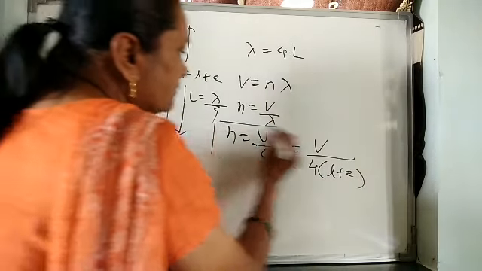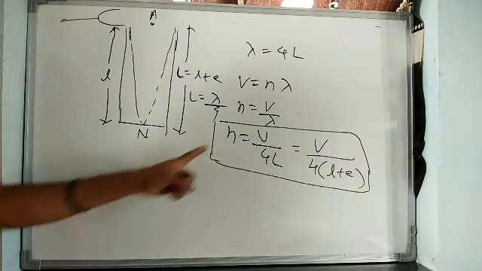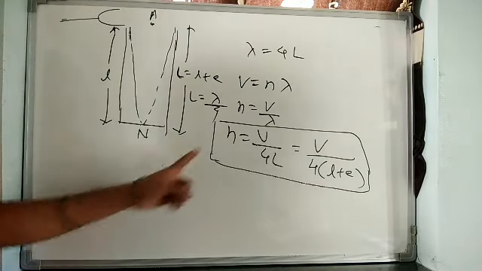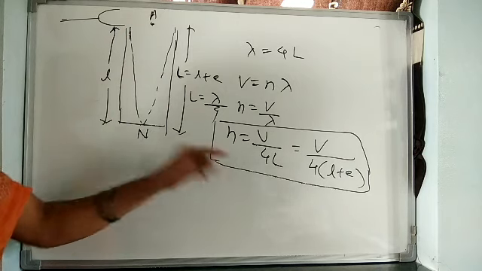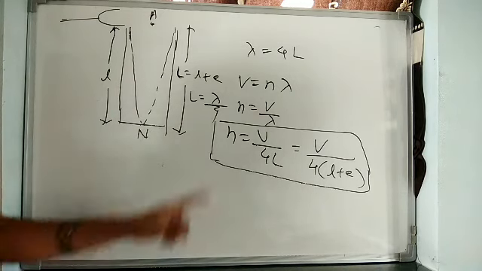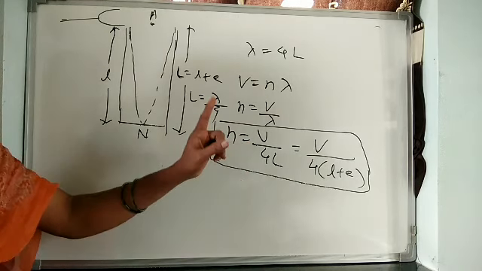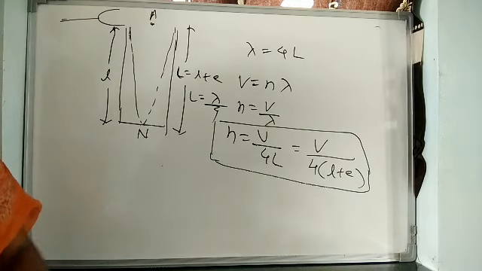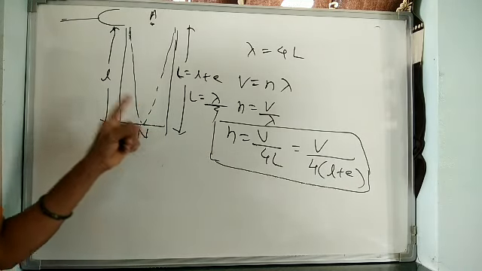In this way, the air column can vibrate with frequency N is equal to V upon 4L. This is the fundamental frequency of the mode of vibration. This is the simplest mode of vibrations of an air column in a pipe closed at one end. This is also called the frequency of the first harmonic. This is the first mode of vibrations of an air column in a pipe closed at one end.